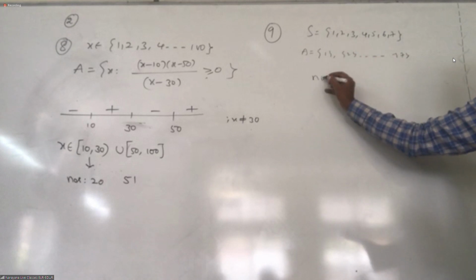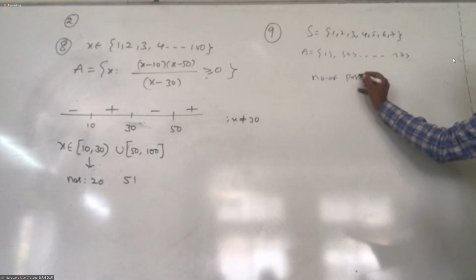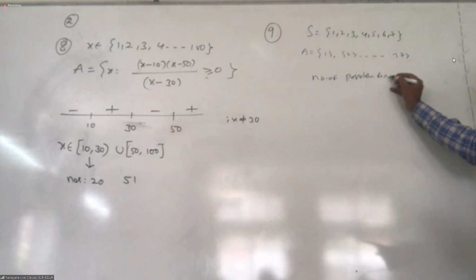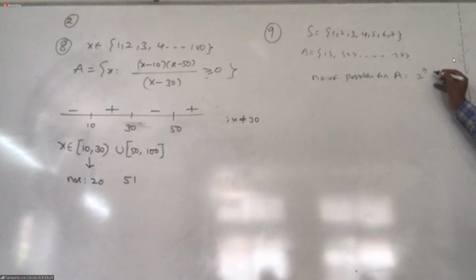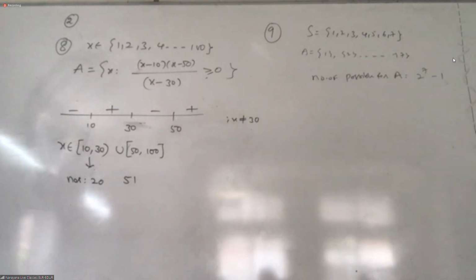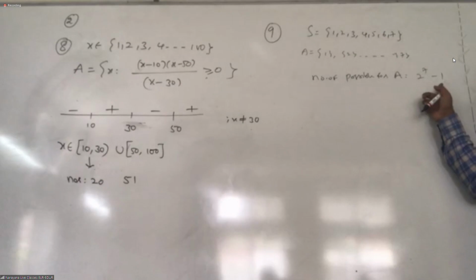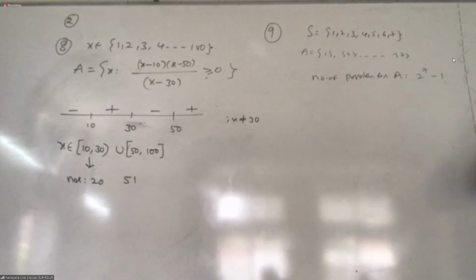So how many possibilities for A do we have? 2 power 7 minus 1. Why am I doing 2 power 7 minus 1? 2 power 7 is the number of subsets, but in that there is an empty subset also. We don't want empty, they want a non-empty subset, right? That's why I am doing minus 1. This is the number of possibilities for A.